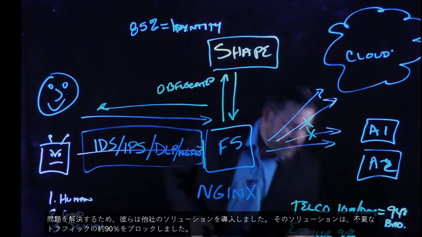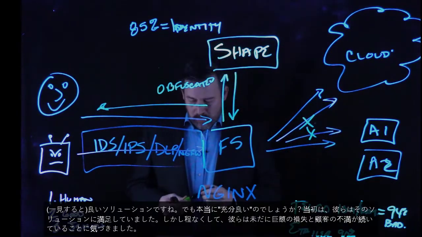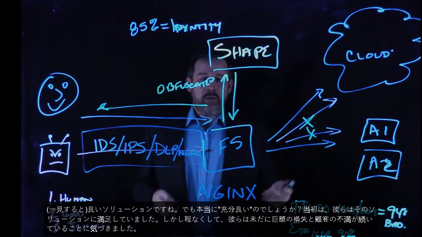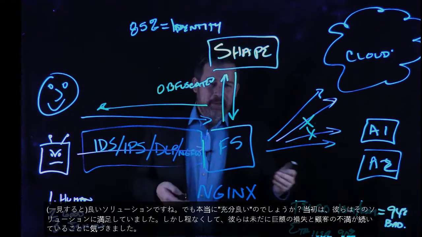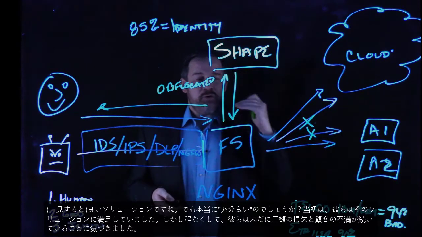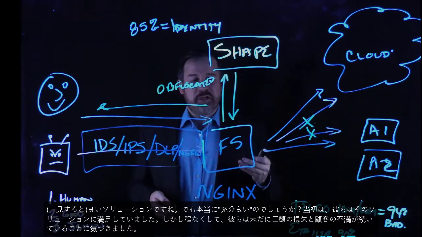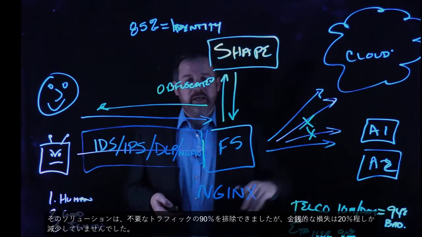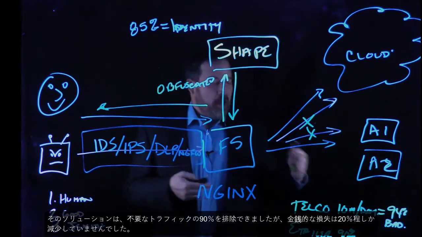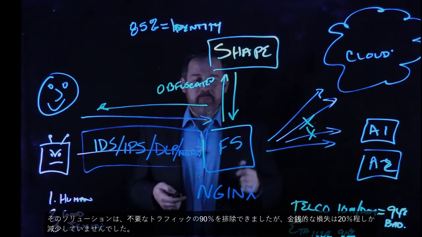Okay, so 90% of that traffic was blocked. So, good solution, good enough, right? Everybody should be happy. Well, at first, they were happy. But then they quickly realized that they were still experiencing those huge dollar losses and customer frustration. The solution had successfully eliminated 90% of the traffic, but the loss in dollars had only dropped around 20%.